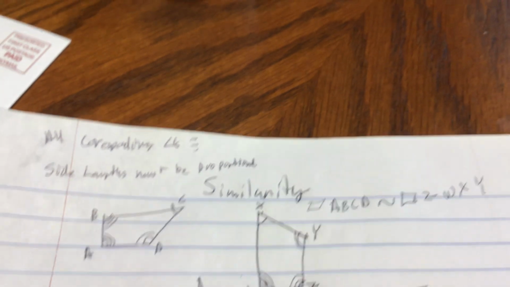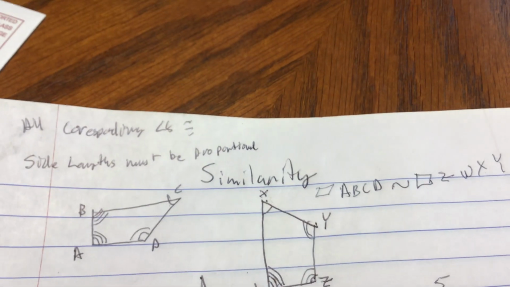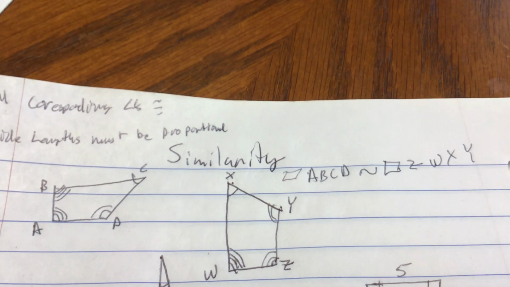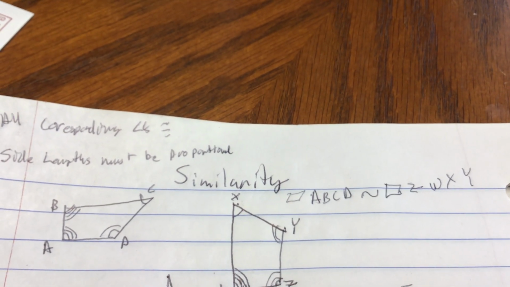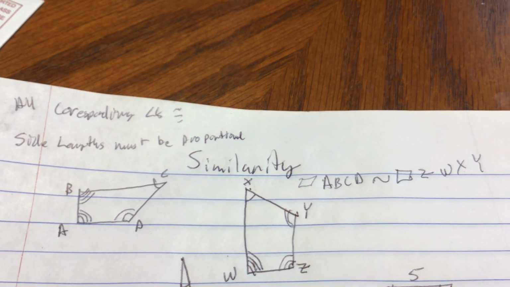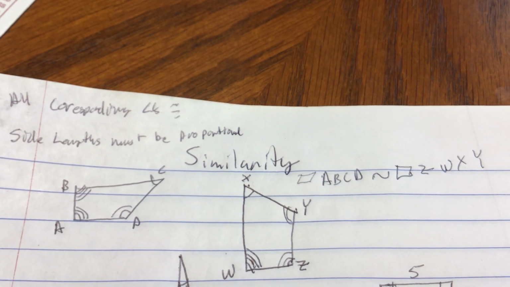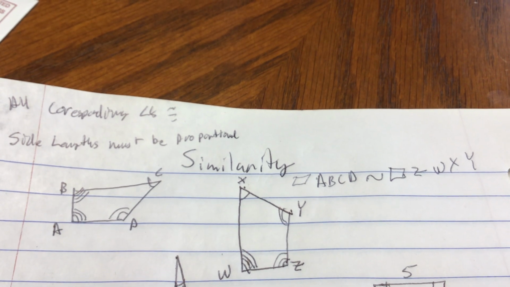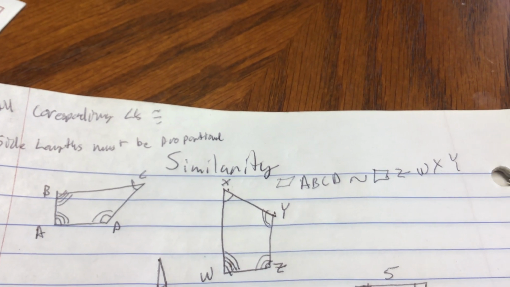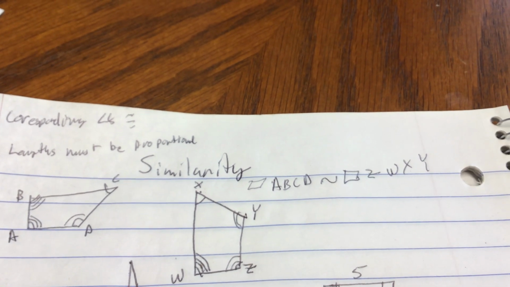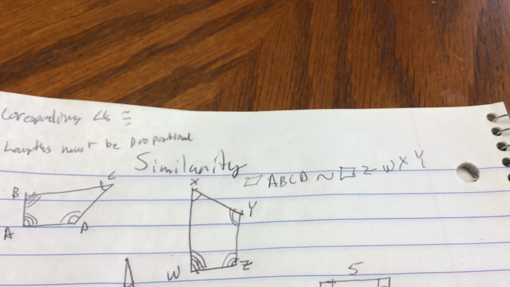Do not just assume that these are going to be alphabetical. So notice the figure on the left, I just said A, B, C, D. Don't think the other one's going to be W, X, Y, Z. It doesn't follow that way. It's whatever angle is corresponding. So notice A corresponds to Z, B corresponds to W. They are the same measure. That's how we could say they're corresponding. And C corresponds to X, and D corresponds to Y. So that's how we make what we call a similarity statement.